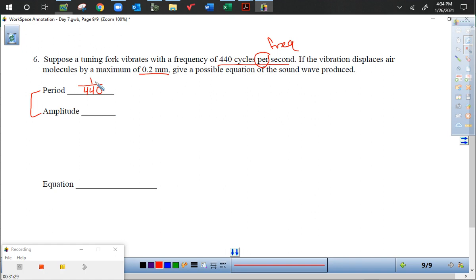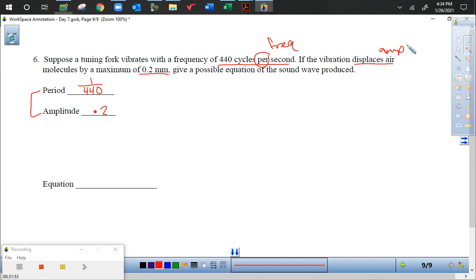Okay, then our amplitude must deal with this number. When it's talking about displacing air molecules, that's literally the distance away. So this directly is the amplitude. So make yourself a note. If you see this displace air, that is the amplitude. And we're going to use those 2 things to write the equation.